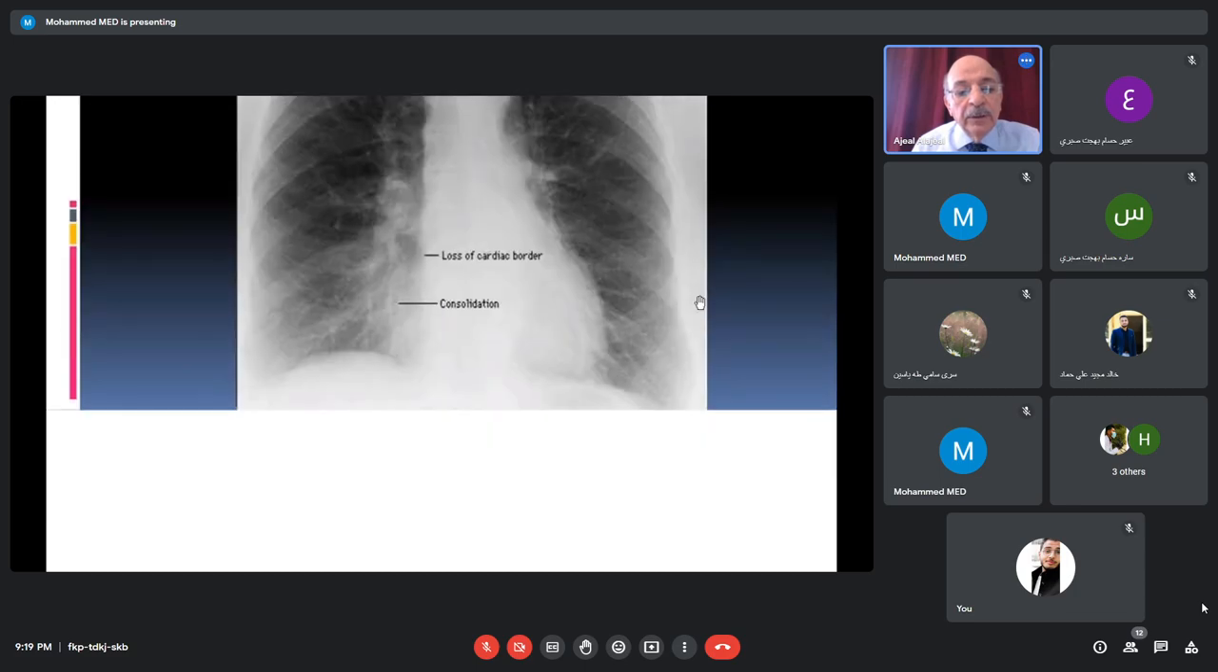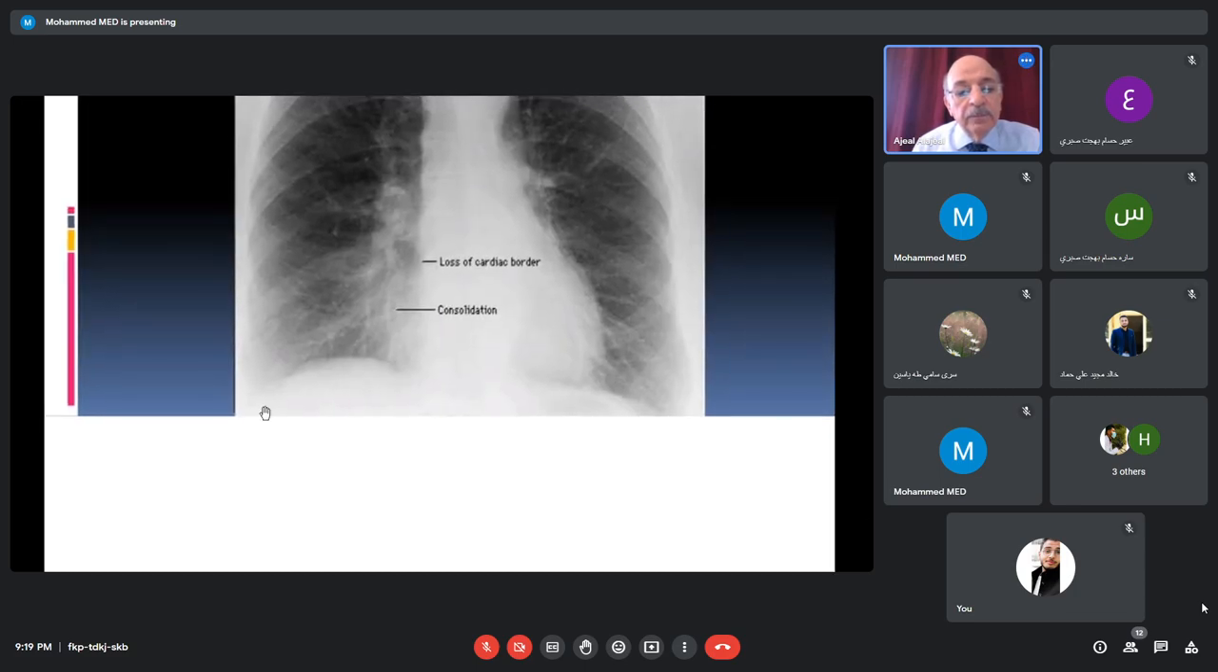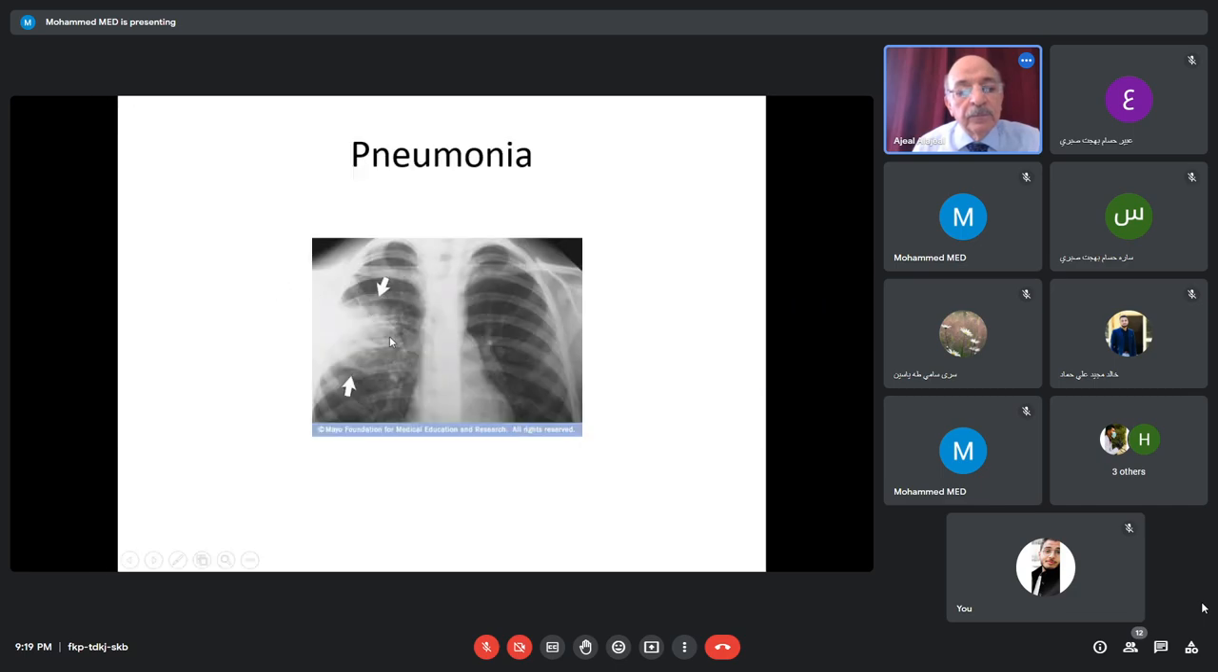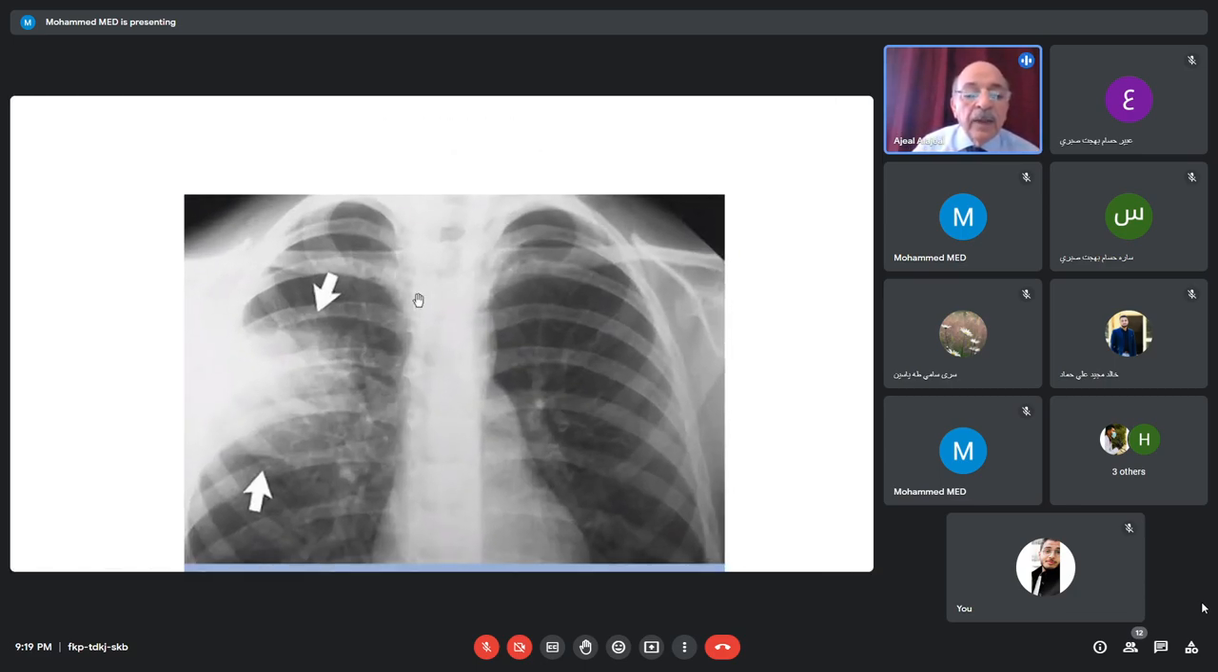Yes, this is consolidation. Next slide, please. Okay, you can see here we have the arrows, and the arrows are pointing to a lesion. Very good, I can see your pointer. The arrows are pointing to a lesion in the left lung, and the lesion is dense in the center, and it fades away towards the periphery. So how do you describe this lesion? Do you describe it as infiltrative or well demarcated? I will describe it as infiltrative. So this is pneumonia. Next slide, please.